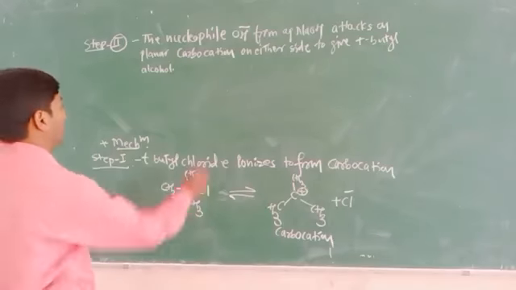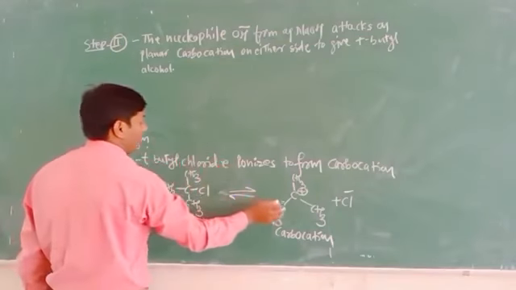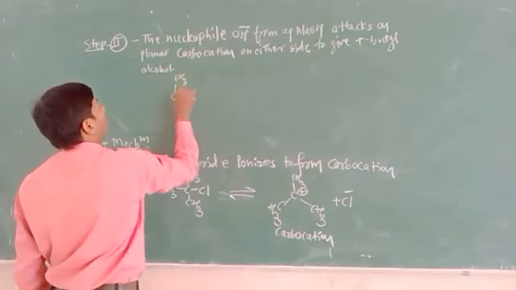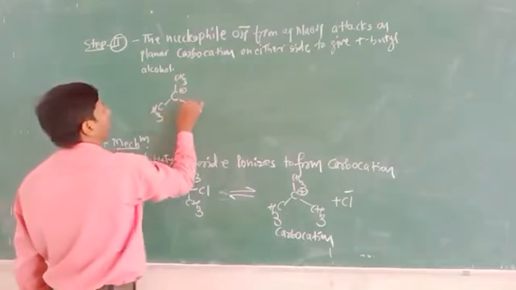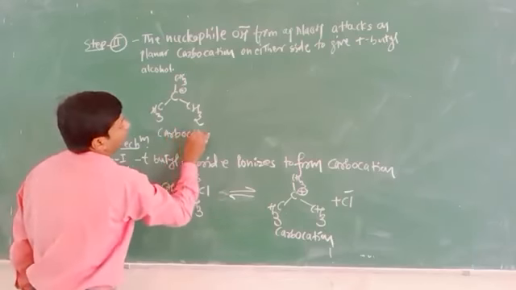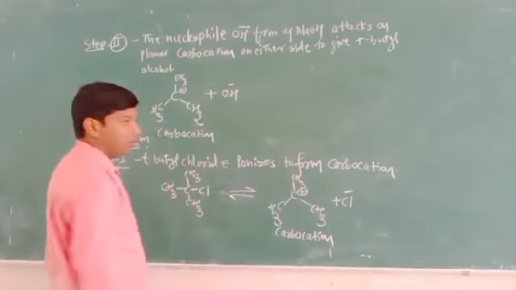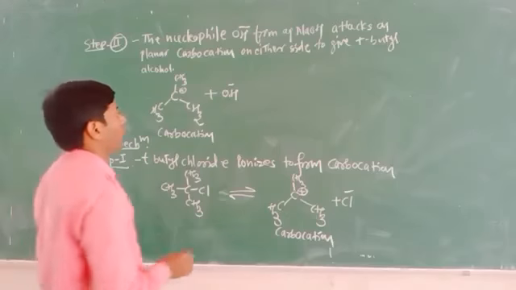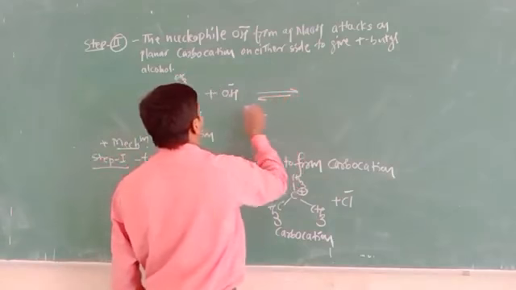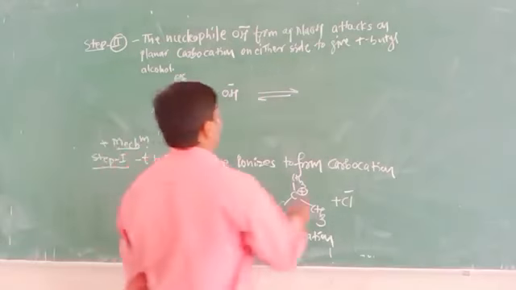So in this mechanism, I am going to write the carbocation, which is planar in nature. I write the OH minus as a nucleophile from NaOH. Due to the planar carbocation, this OH minus will attack on one side and also on the other side. So it gives products.